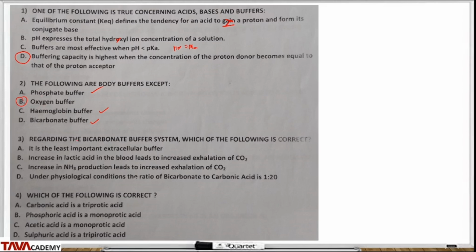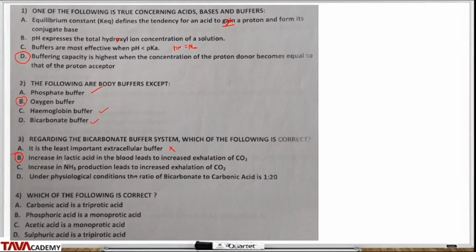Question 3 says, regarding the bicarbonate buffer system, which of the following is correct? They say it is the least important extracellular buffer. That's wrong. It's actually very, very important. Option B says, increase in lactic acid in the blood leads to increased exhalation of CO2. Just think about it. Once you start to exercise, lactic acid builds up inside of you. Your normal response is that your body starts to hyperventilate, so you begin to increase exhalation of CO2. So this statement is actually very correct.